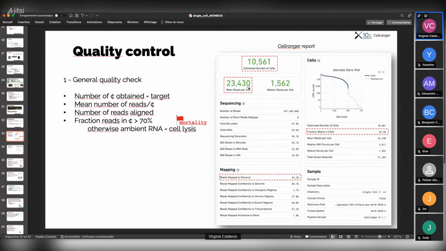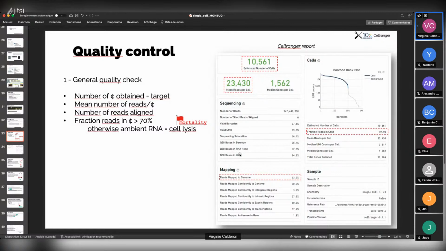Then you need to check that you have the mean reads per cell that is recommended by 10x in this case. It should be higher than 20,000 reads per cell. And of course, if the user wanted deep sequencing, if they asked for 50,000 reads per cell, you need to check that you have a number here that is close to this target.